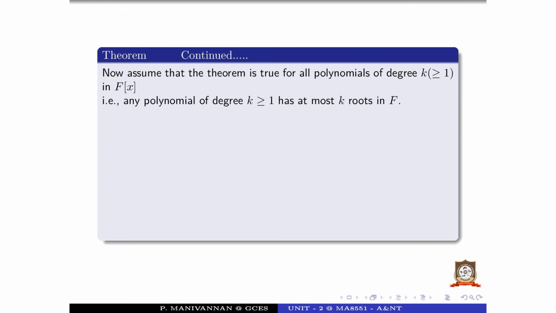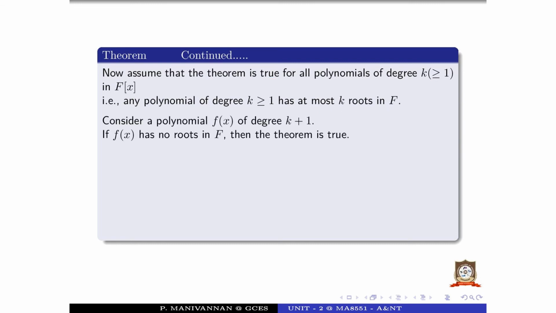Then the second part is what? Assume this polynomial is of degree k and the given statement is true. That is, any polynomial of degree k greater than or equal to 1 has at most k roots. This is the second part. What is the third part?